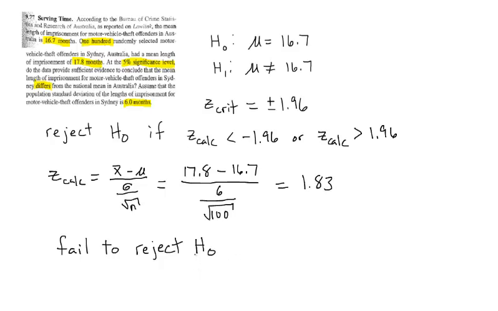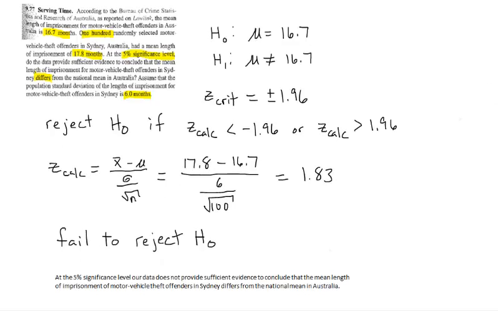And now we need to write a statement telling us what it means when we're failing to reject. So we're failing to reject our H0, which means we're saying that mu is equal to 16.7. At the 5% significance level, our data does not provide sufficient evidence to conclude that the mean length of imprisonment of motor vehicle theft offenders in Sydney differs from the national mean in Australia.